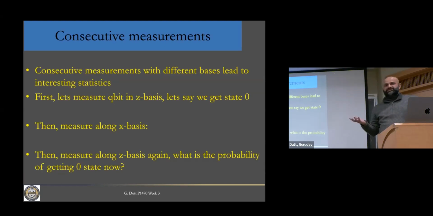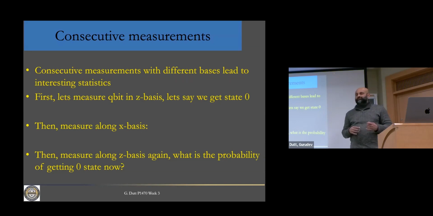So if I measure along the x basis, what do you think I'll get? What's the probability to be in plus x once I'm in the state 0? Yes? 1/2, very good. And the probability to be in minus x is also 1/2. Do you see that, everybody? Everybody okay with that? So now let's say I got plus x. What is the probability of getting 0 again? Yes? Okay. Everybody is clear on that, right?